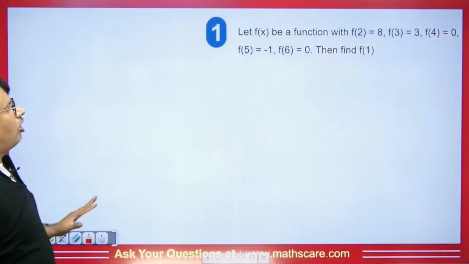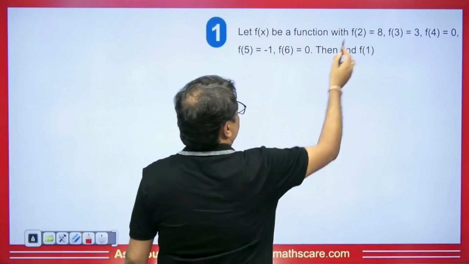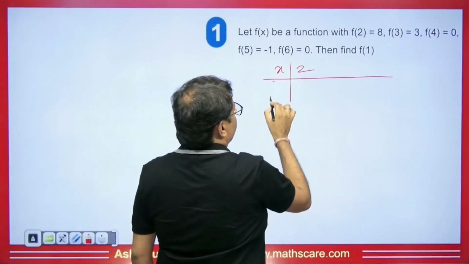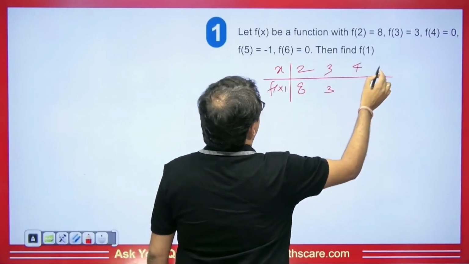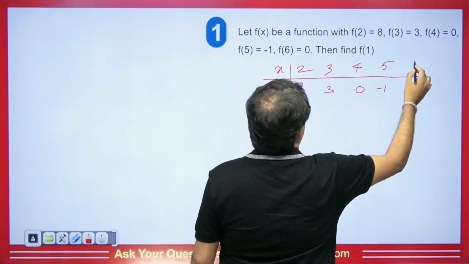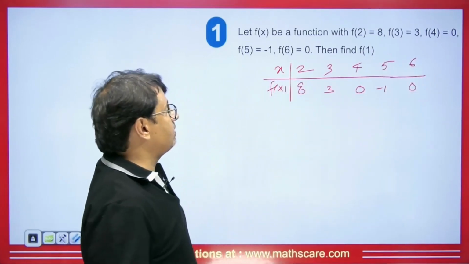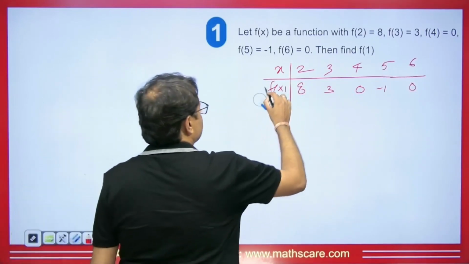So next we move on and try to do the next question. It is being said that we have f(2) which has a value of 8. That means when the value of x is 2, f(x) is given as 8. When it's 3, we have 3 given. When it is 4, it is given as 0. When it is 5, its value is given as minus 1. And when it is 6, its value is given as 0. And we are asked what is the value at 1, which means we have a missing value at 1.